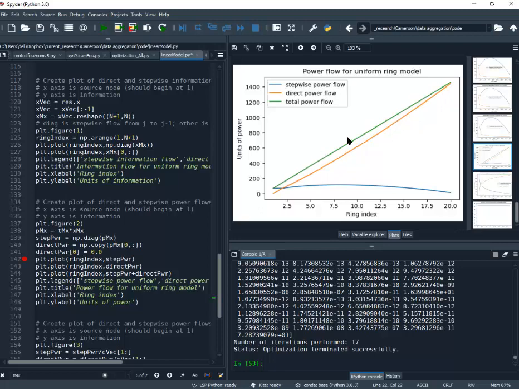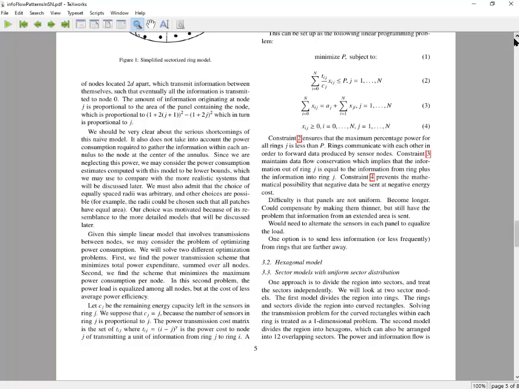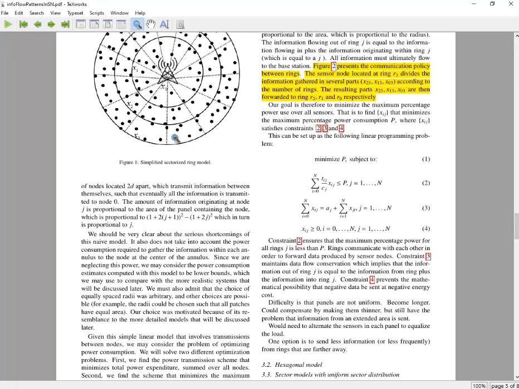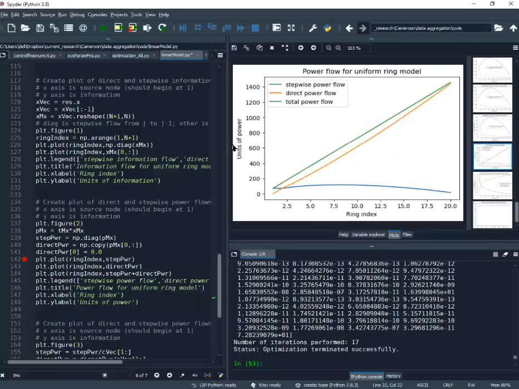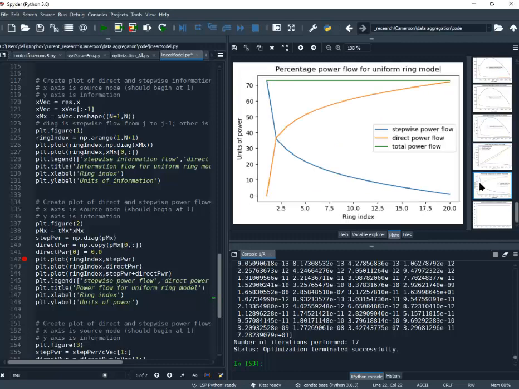The total power flow is linear, and this is because in the ring model, you have more and more sensors for the higher and higher rings. You see? There are more sensors out here than in here. Right. So since there are more sensors, there's more power capacity. That's one of the weaknesses of this model. Right. This is the percentage power flow. This is the percentage of capacity. So you can see that the direct power flow uses most of the power capacity.